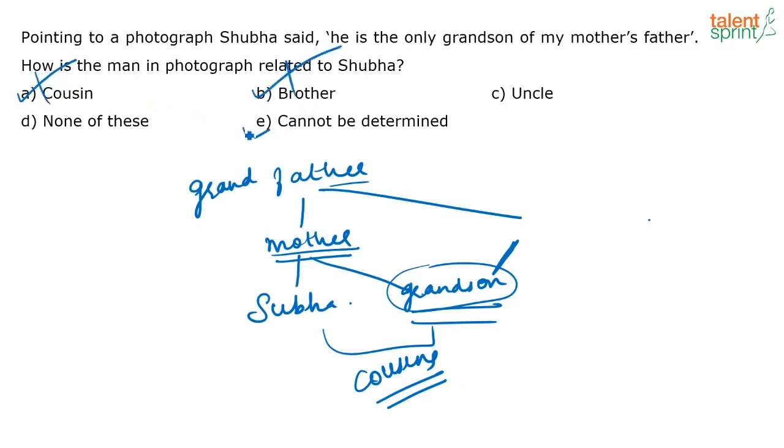So I will say it cannot be determined. That's the option that we can go to, because it can be Shubha's brother or it can be Shubha's cousin. You should go with cousin, brother, both seem to be correct. So it is actually cannot be determined from the given information.